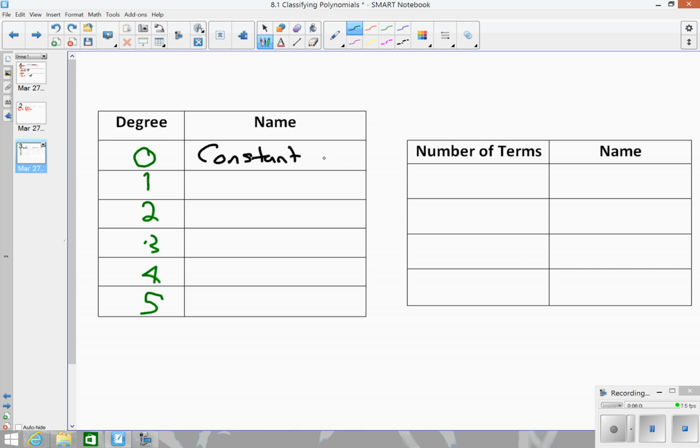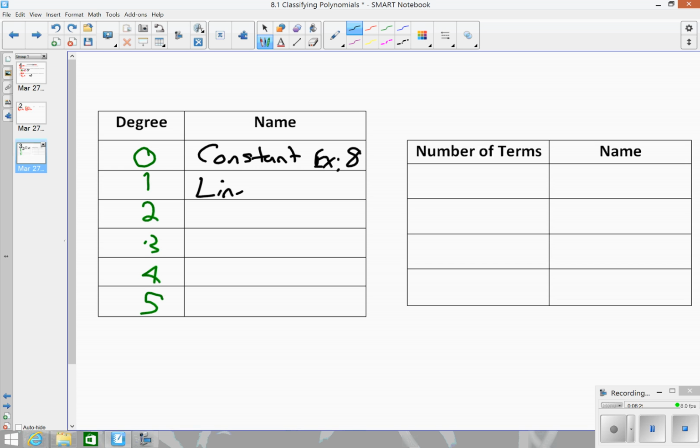Okay? And an example would be just any number. So if I had the number 8, right? It doesn't have a variable. It's not raised to a specific exponent. The exponent is actually 0 since there's no variable there. Okay, good. My next one we're going to be talking about is the degree of 1, and that is going to be called linear.